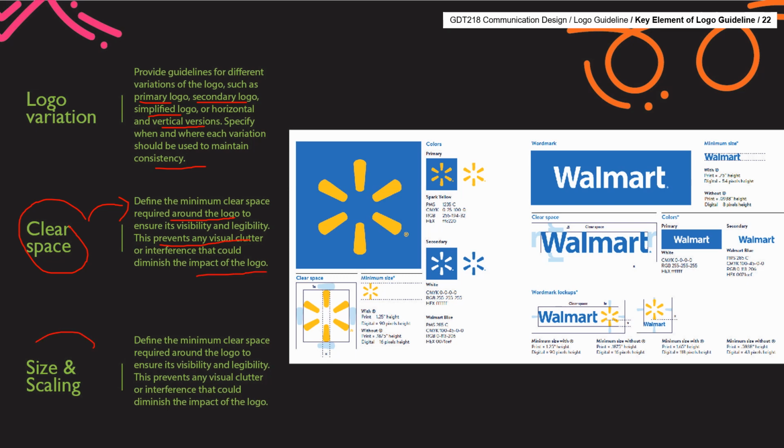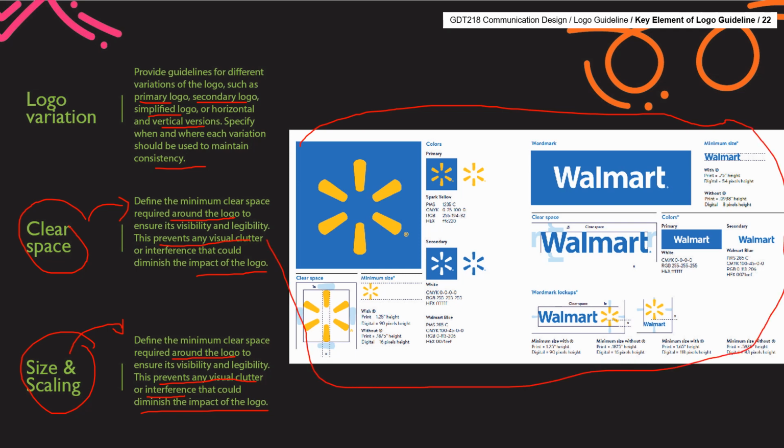So it's the same with size and scaling of the logo. This is to define the minimum size required around the logo to prevent any visual clutter or interference that could diminish the impact of the logo design. So this is the example of logo variation, clear space and also size and scaling.